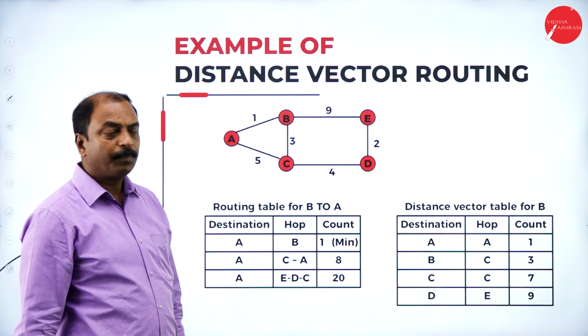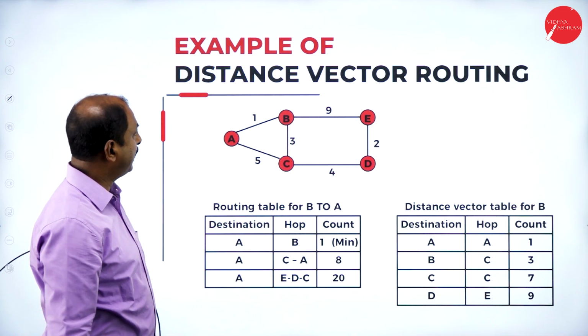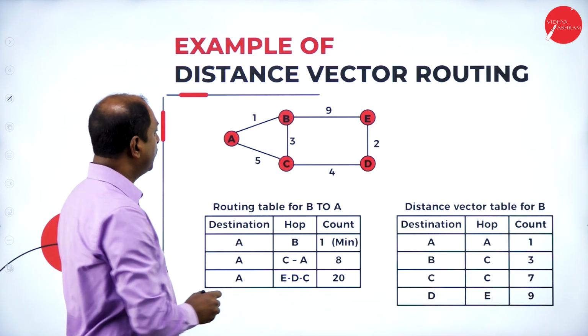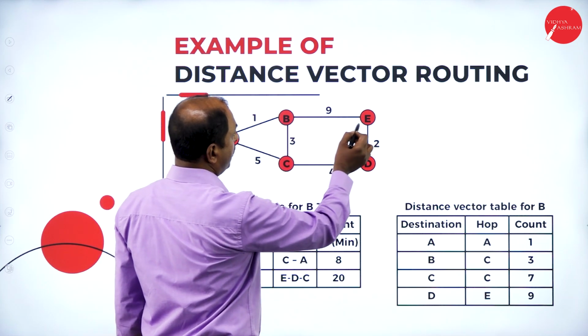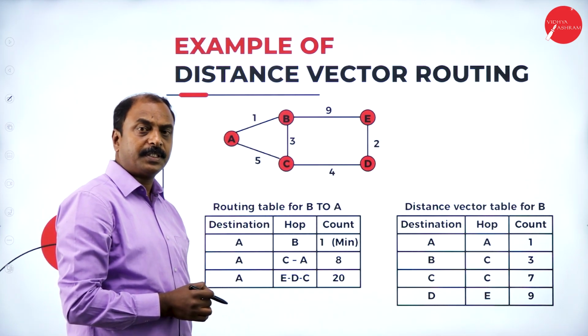Now let us take an example for distance vector routing. In this routing example, this is a network. Here we have a number of routers, namely A, B, E, D and C. These are the routers in a network.